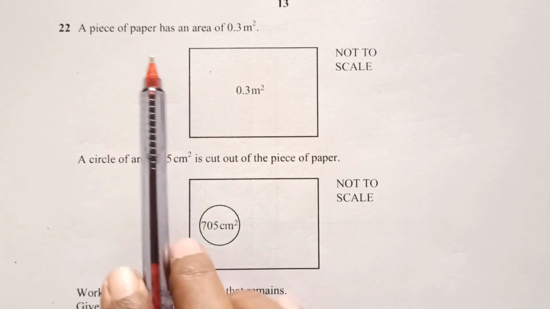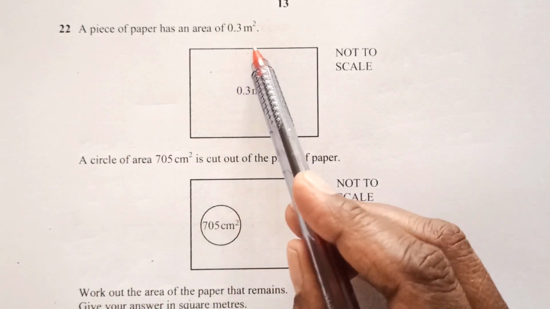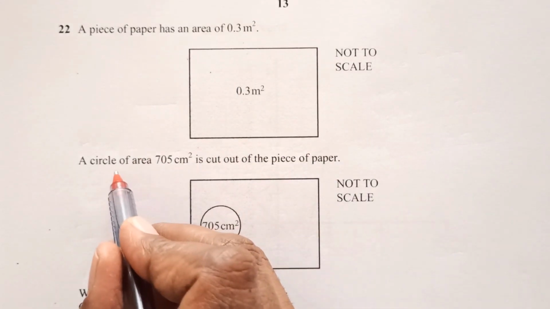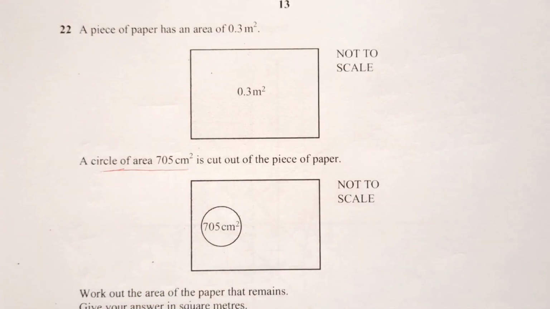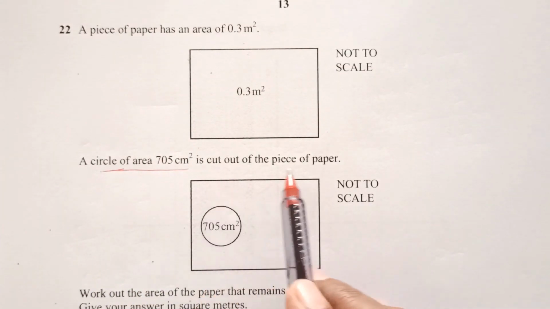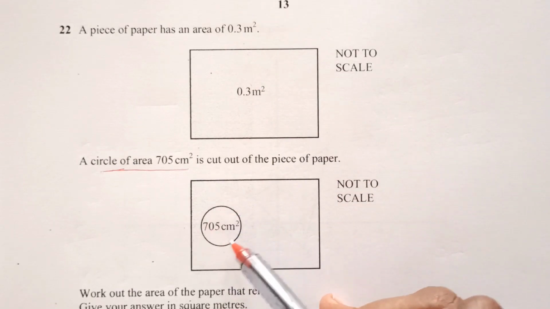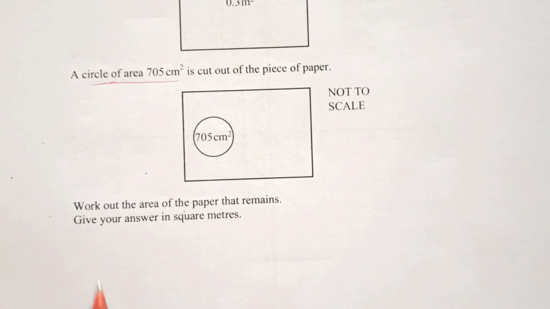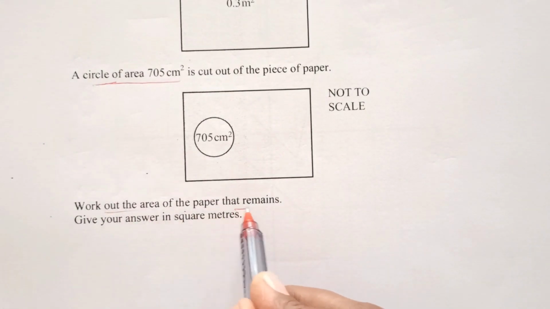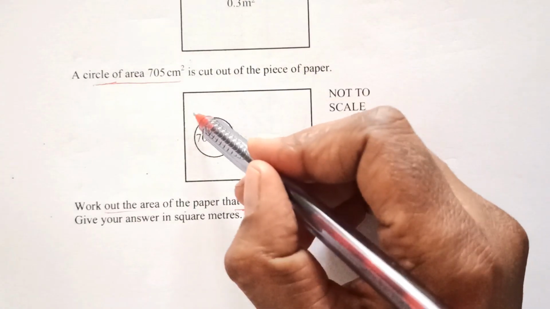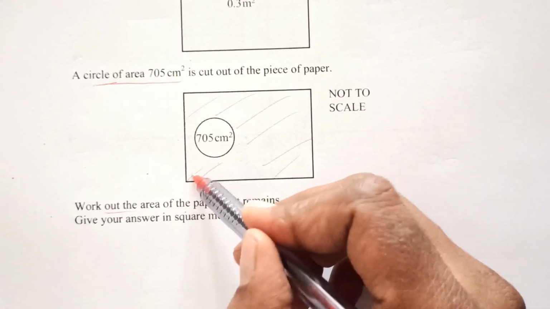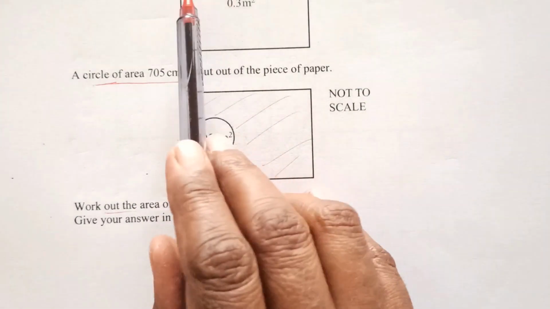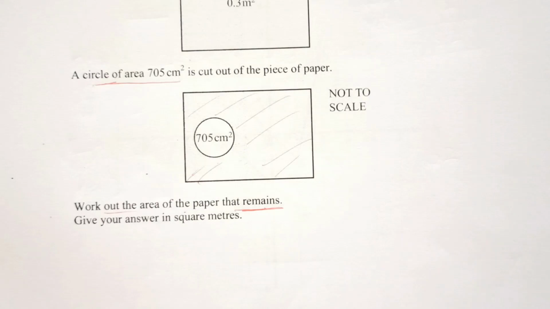Question 22. A piece of paper has an area of 0.3 meters squared. We are given this here. A circle with area 705 centimeters squared is cut out of the piece of paper. From here, this much is cut out. Work out the area of the paper that remains. So we need to find the area that remains, this area. That means we will subtract the two areas: 0.3, the total area, minus the area of the circle.